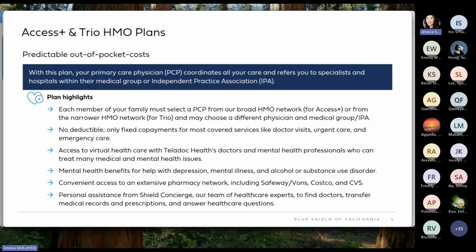Both plans have access to virtual care with Teladoc. There are mental health benefits to help with depression, mental illness, and alcohol and substance use disorder. Convenient access to extensive pharmacy networks, including Safeway, Vons, Costco, and CVS. And personal assistance from Shield Concierge, our team of healthcare experts, to find doctors, transfer medical records and prescriptions, and answer any healthcare questions you might have.